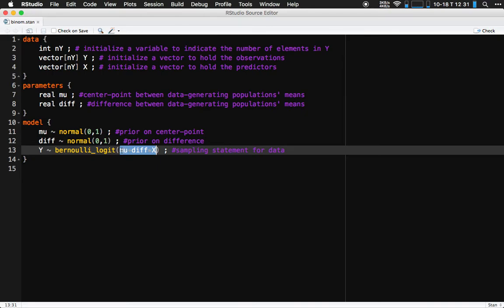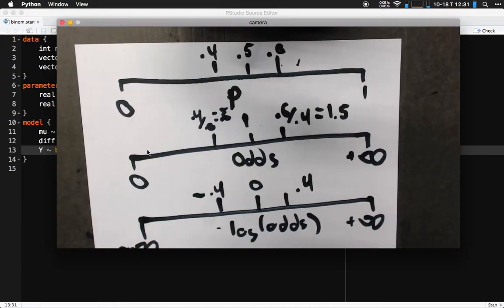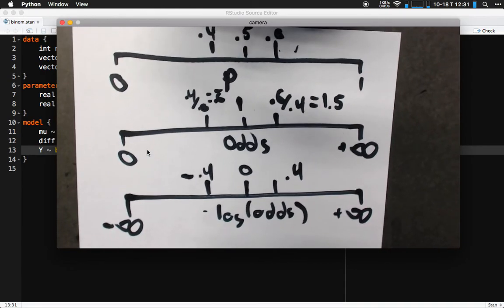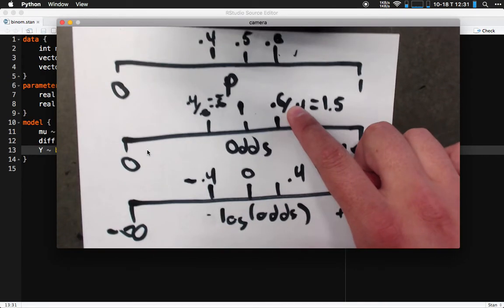So if we were to have just Bernoulli, it's expecting whatever's on the inside to be referring to the probability. Bernoulli logit means that it's automatically going to convert from this being a logit value, backwards through the steps that we took here to get from log odds back to a probability.